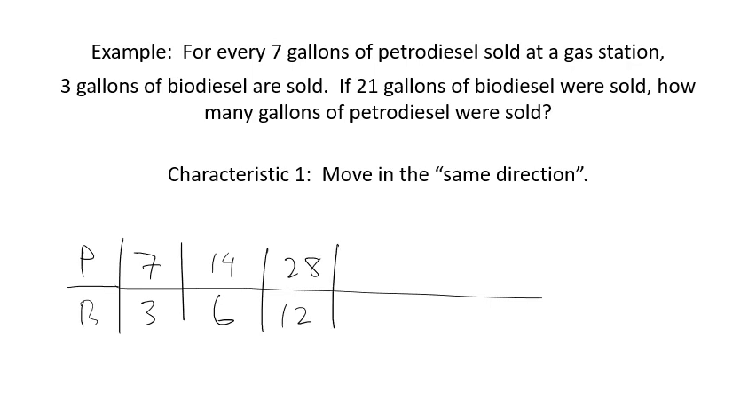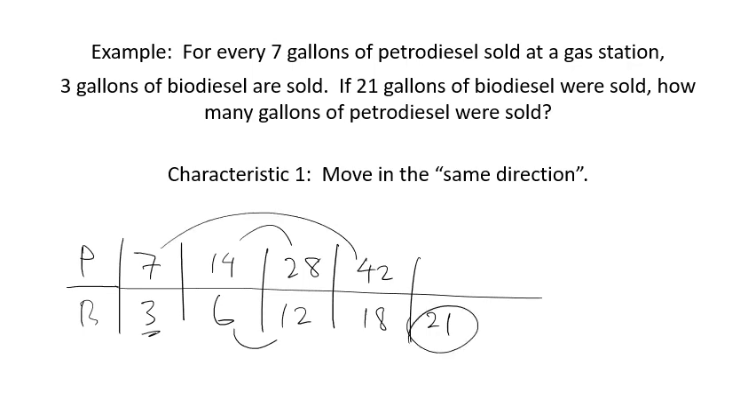And now if I add these two together, this makes 18 and this makes 42. And then if I add the 3 onto that, I get the 21 that I'm looking for, which means I also need to add the 7, which makes the 49 that I need. Okay, so this is one solution using this ratio table.